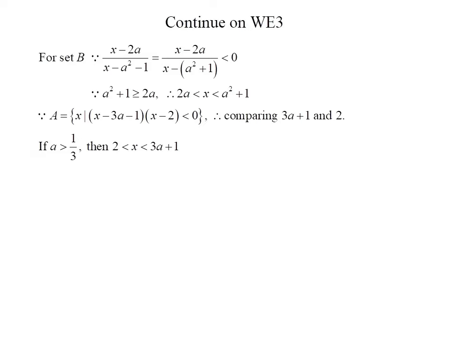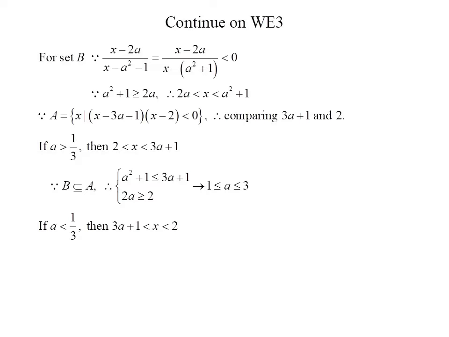Now when a is greater than 1/3, x is between 2 and 3a plus 1. Since set B is a subset of set A, the endpoints of both inequalities must be satisfied. After solving the two inequalities and then finding their intersection, we find the value range of a, which is between 1 and 3, including both endpoints.